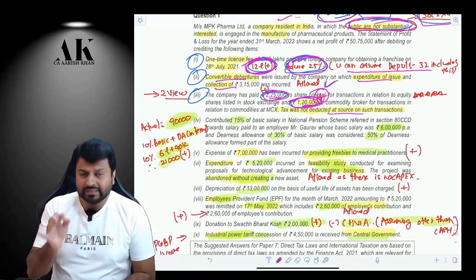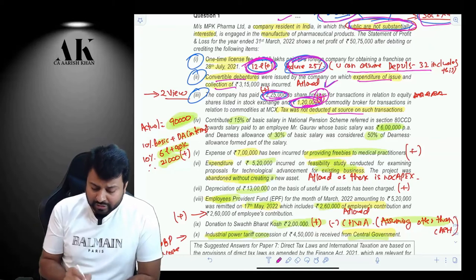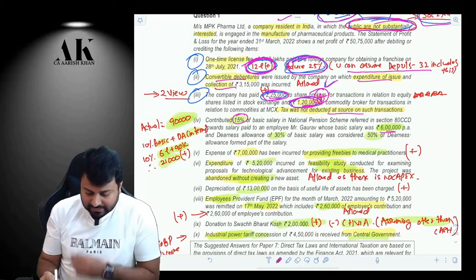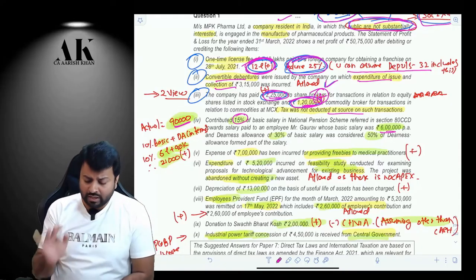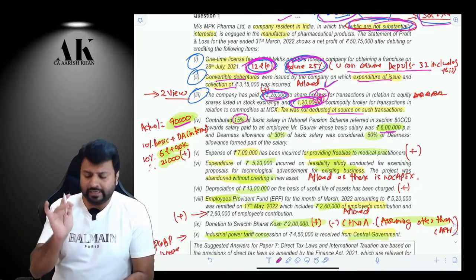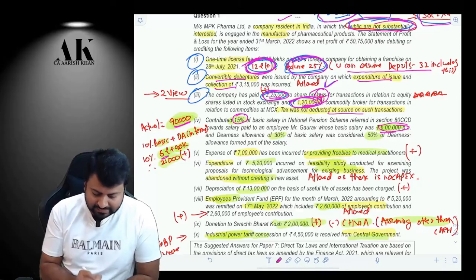Now, how much is actually contributed by the employer? The employer is contributing 15% of the basic salary. Therefore, 15% of basic salary comes to 90,000. But that is not allowed. How much is allowed? Only 10% of basic plus DA in terms. Now, how much is basic? Basic is 6 lakhs.